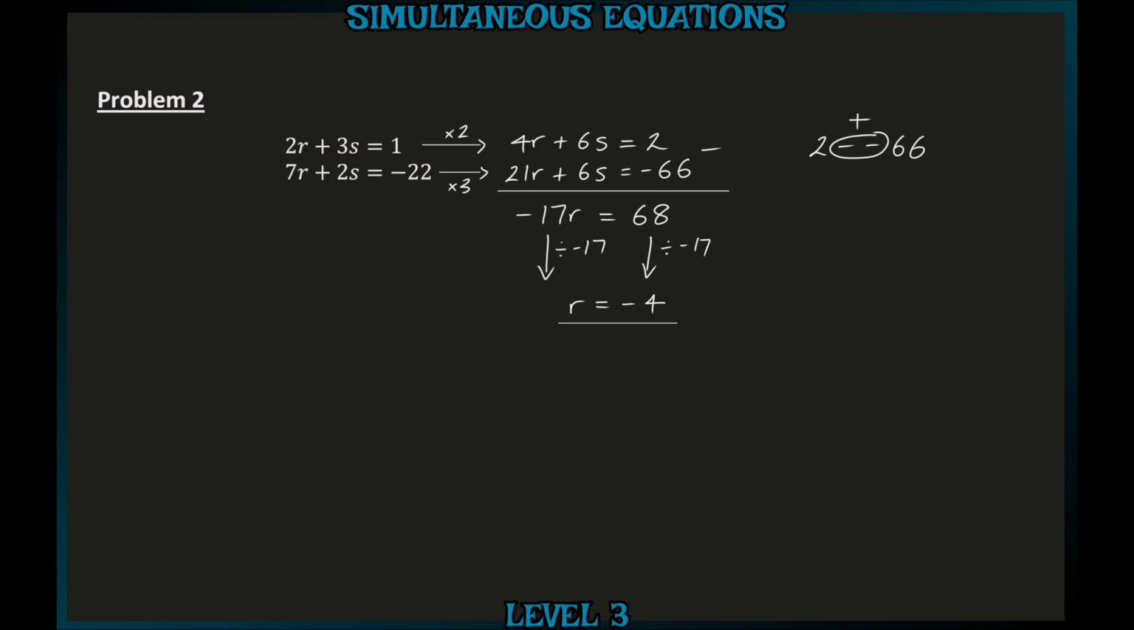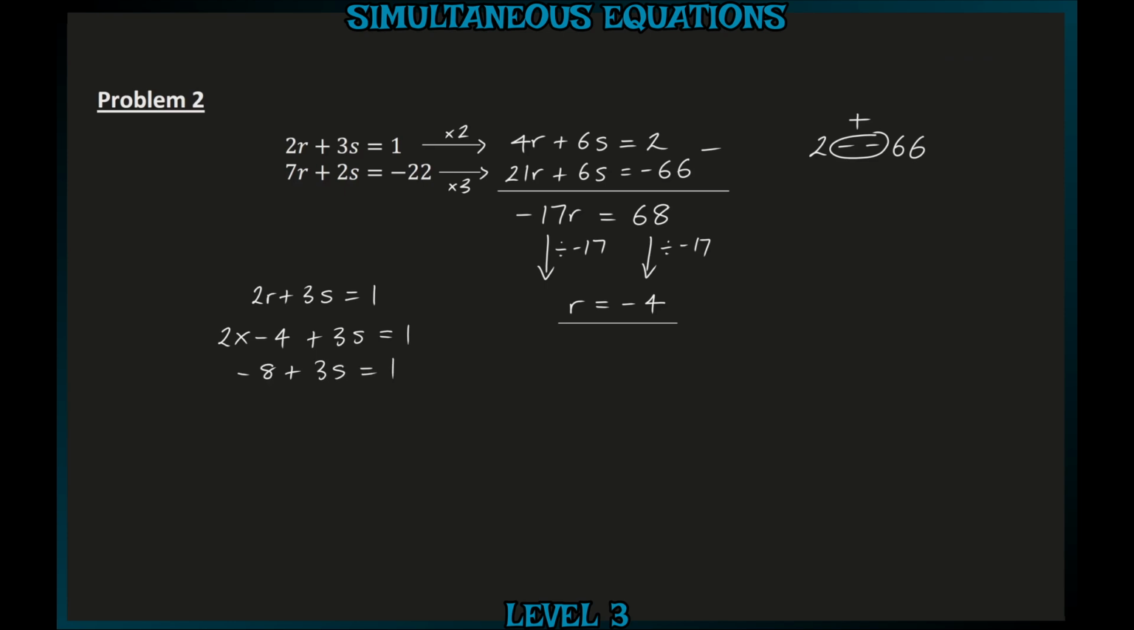To find s, we want to substitute this value of r back into one of the original equations. And the first equation has slightly smaller numbers in, so I'm going to go with this one. But the second equation would also have been fine to use. So 2r plus 3s equals 1 becomes 2 times minus 4, since we now know that r is minus 4, plus 3s is equal to 1, and 2 times minus 4 is minus 8, so we have minus 8 plus 3s is equal to 1.